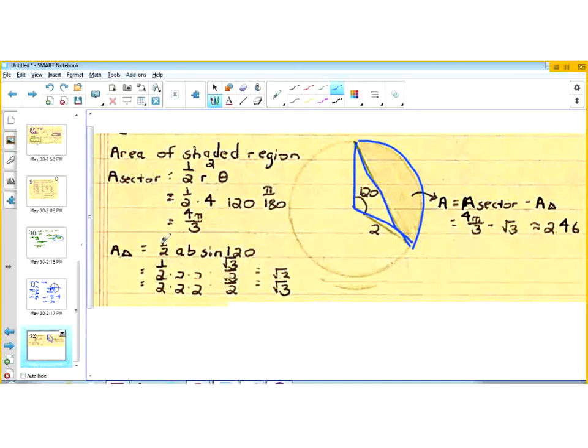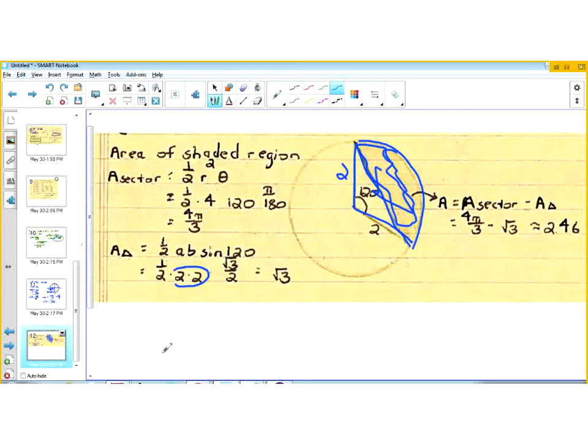Then we can use the area of a triangle based on the sine of this subtending angle. So that would be 1/2 times the length of the included sides times the sine of 120, which is the square root of 3 over 2, giving the square root of 3. So the area of this region right here would be 4 pi over 3 minus the square root of 3. Okay, so you can solve those kinds of problems. That will be it for section 3.3.